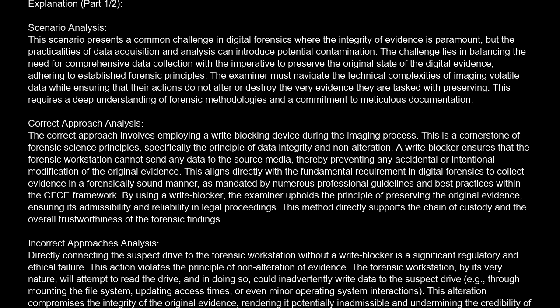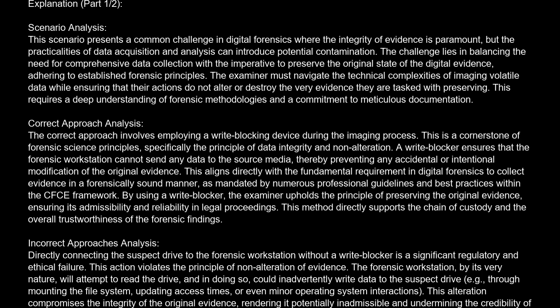This aligns directly with the fundamental requirement in digital forensics to collect evidence in a forensically sound manner, as mandated by numerous professional guidelines and best practices within the CFCE framework. By using a write blocker, the examiner upholds the principle of preserving the original evidence, ensuring its admissibility and reliability in legal proceedings. This method directly supports the chain of custody and the overall trustworthiness of the forensic findings.